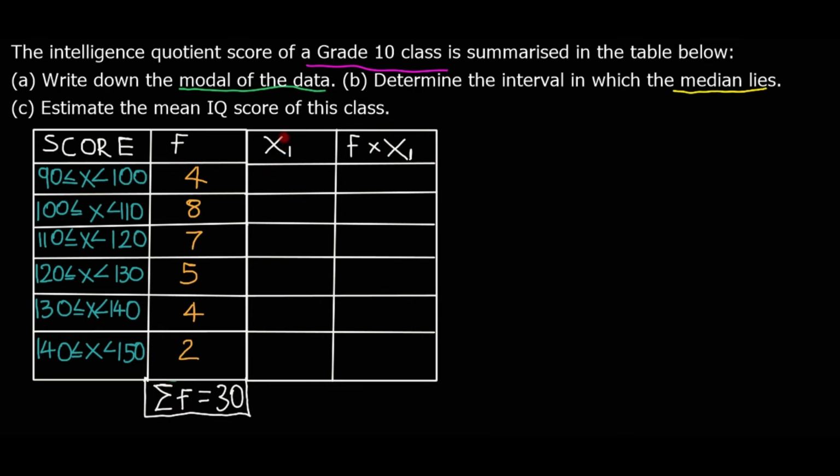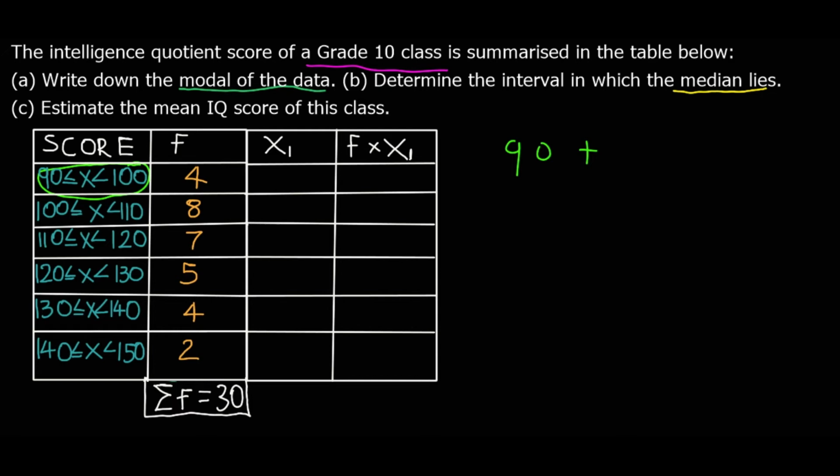Now let's fill in the midpoint column. To find the midpoint, we take this score 90, plus 100, and then divide by 2 because it's a midpoint. Remember, midpoint means the middle, so we divide by 2, and then we do the same thing: 100 plus 110, and then divide by 2.